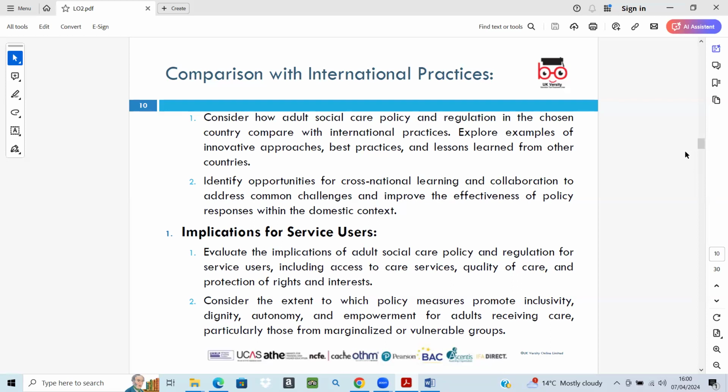We always follow the safeguarding policy if there's any harm or anything like that. We contact the safeguarding lead and/or our manager, any senior staff person. Then promotion of empowerment. We have policies which promote dignity and empowerment, particularly for marginalized or vulnerable groups.